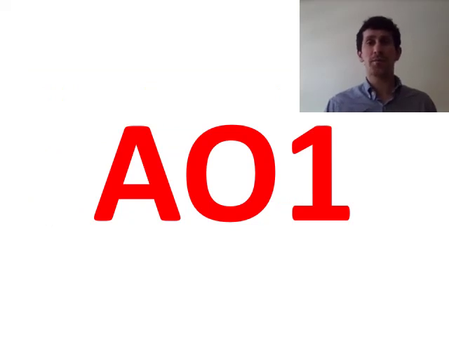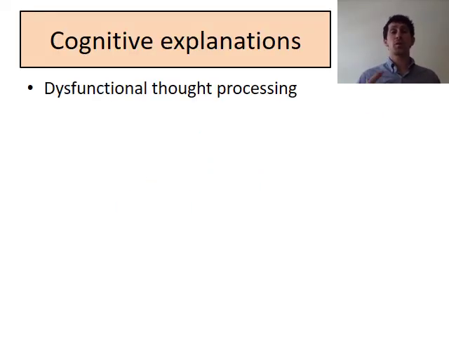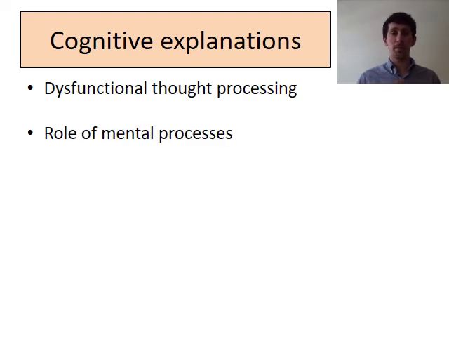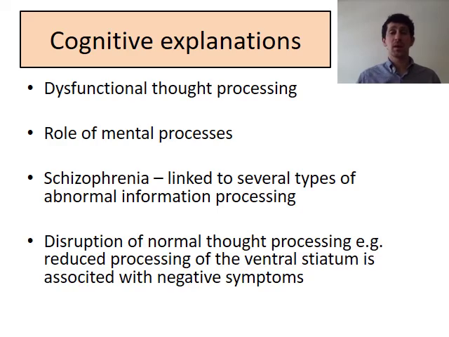Now we're going to look at the AO1 for the cognitive explanations. Remember, back to last year, the cognitive theory is all about faulty thinking and information processing. So we're going to be looking at that and how it causes schizophrenia. The cognitive explanation focuses on dysfunctional thought processes and mental processing in particular. And schizophrenia itself has been linked to several different types of abnormal information processing. So it's not just one faulty abnormality going on, there's lots of different cognitive abnormalities occurring in schizophrenics.